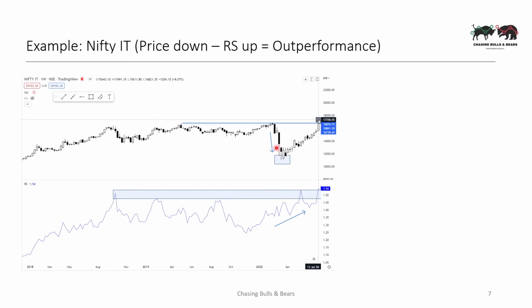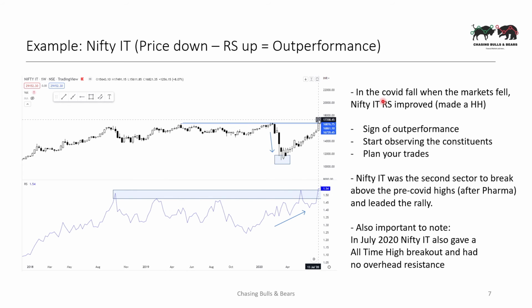Now this is the time where you should be looking at the sectoral constituents. So you go and check the charts of Infosys, TCS, Wipro, Persistent, and so on, and try to find which stocks can outperform the market going further. So this is the first step. In the COVID fall, you saw the Nifty IT fell, but the relative strength improved and made a higher high. This is the sign of outperformance. You go and start observing the constituents and plan your trades.